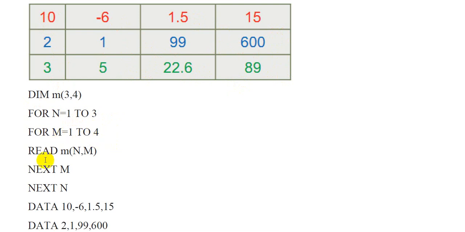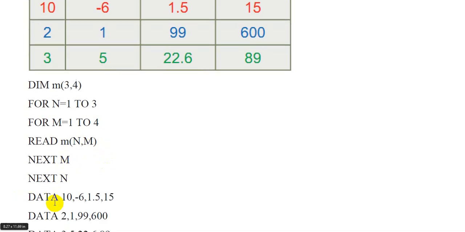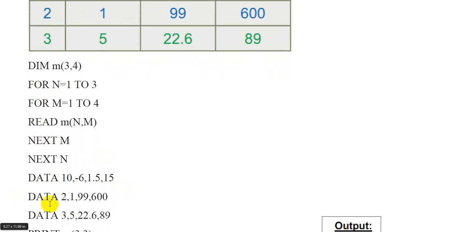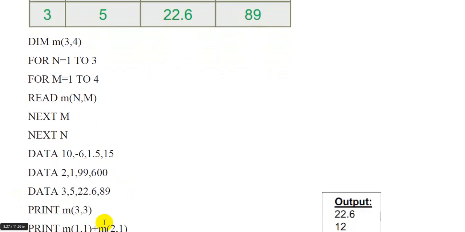For m equals 1 to 4, and read m and m. For the matrix n and m, for m rows and m columns. Next m and next n at the same time. Data 10, 6, 1.5, 15. And data for the row 2, 2, 1, 29, 600. And data for the row 3, 3, 5, 22.6 and 89.